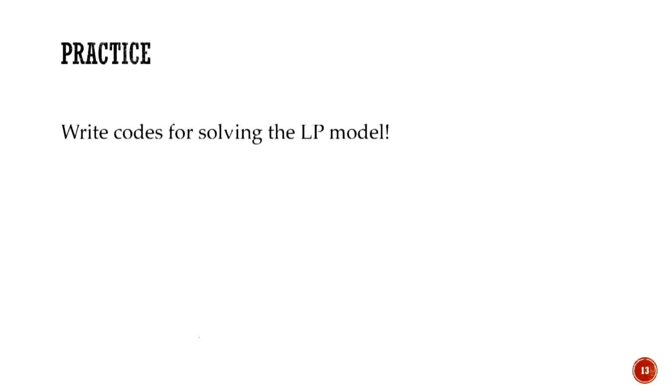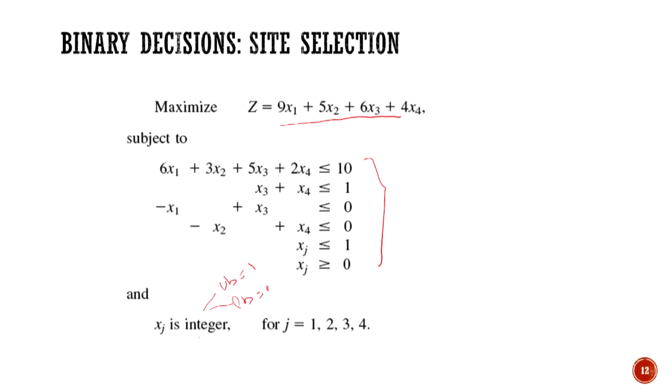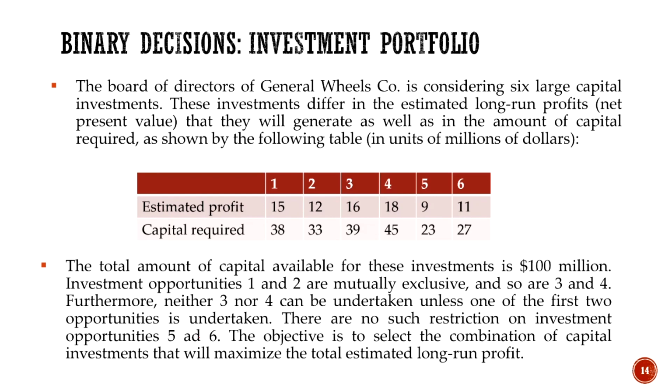Now here's the practice for you. Try to write codes for solving this LP model. So look at this mathematical model. Define the lists and dictionaries, the input parameters, and then define the objective function and set of constraints. And if you have any questions, please connect with me during my online office hours or in one of our live sessions where we can discuss these problems.